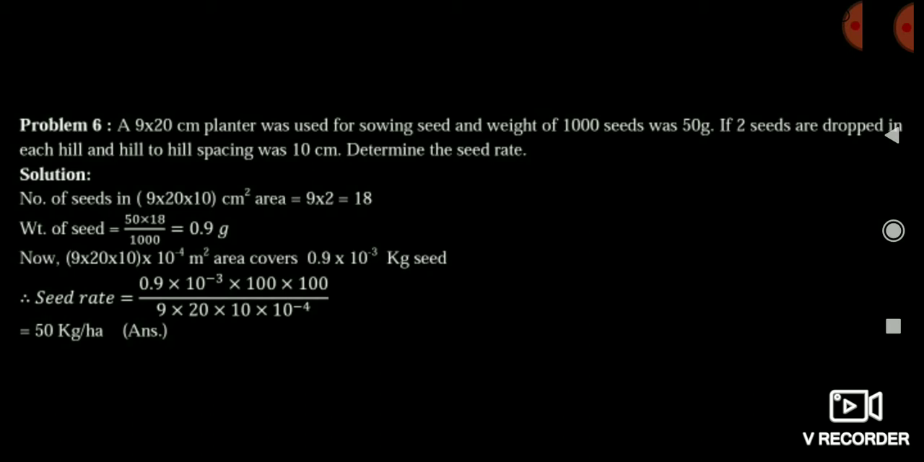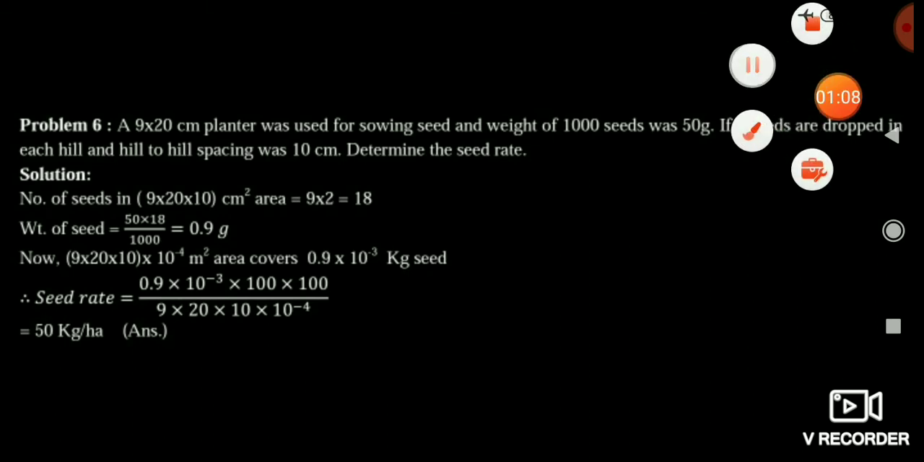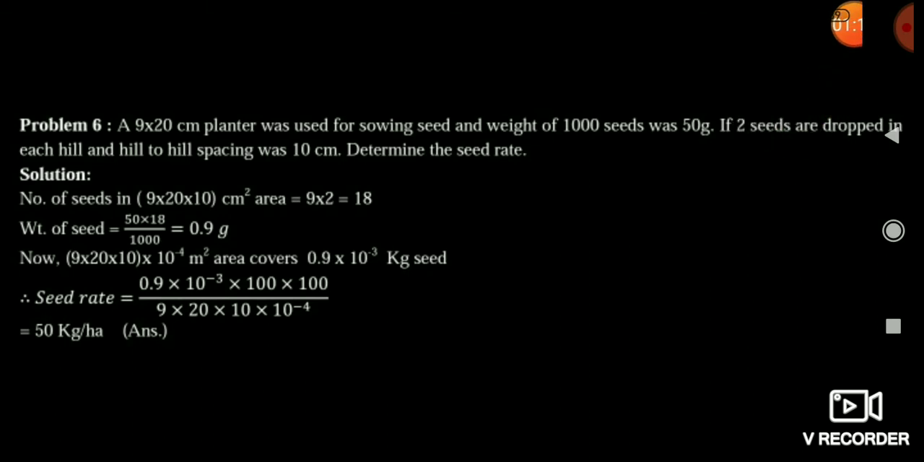Friends, the first thing you should do is calculate the width of the seed planter, that is 9 into 20 centimeter, and the spacing is also given, 10 centimeter, so you multiply with 10 also, and you can get the area. Now friends, when you have the area, you can see that the weight of 1000 seeds is 50 grams. So the weight of one seed is 50 by 1000. 1000 seeds weigh 50 grams, so what will be the weight of one seed? It is 50 by 1000.